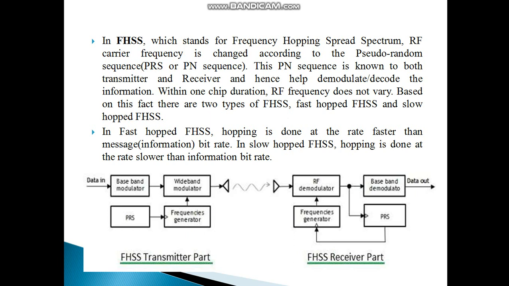Based on this fact, there are two types, fast hop and slow hop. In fast hop, hopping is done at a rate faster than the message information bit rate, and in slow hop, hopping is done slower than the information bit rate. This is the diagram of the FHSS transmitter and FHSS receiver part, that means modulator and demodulator.